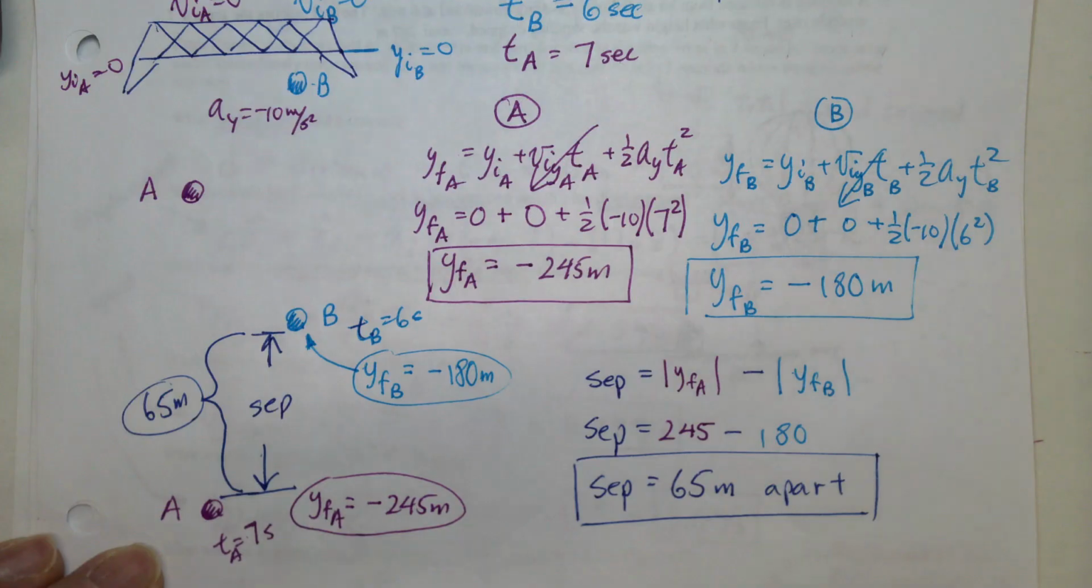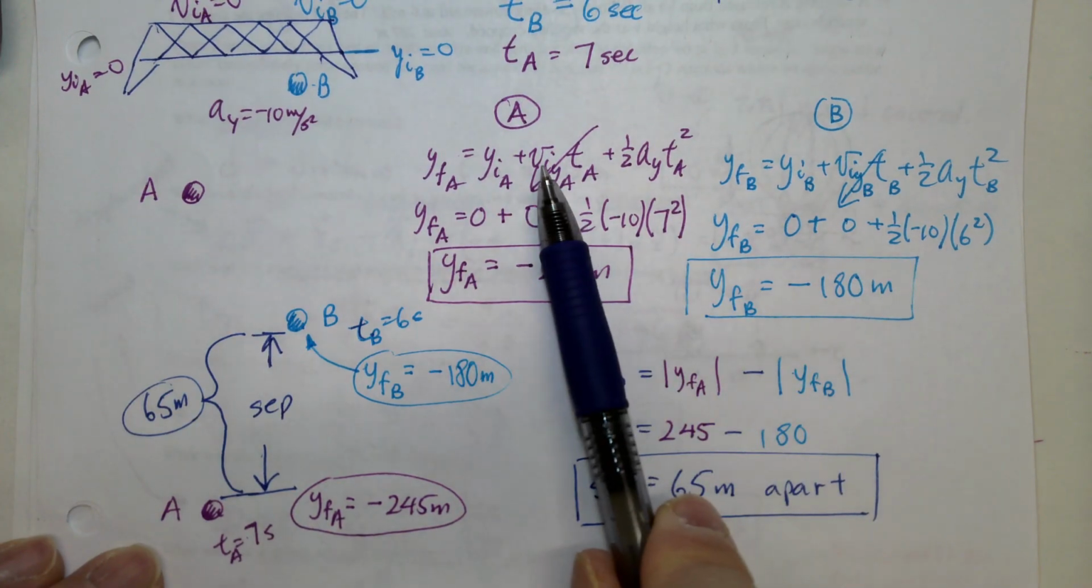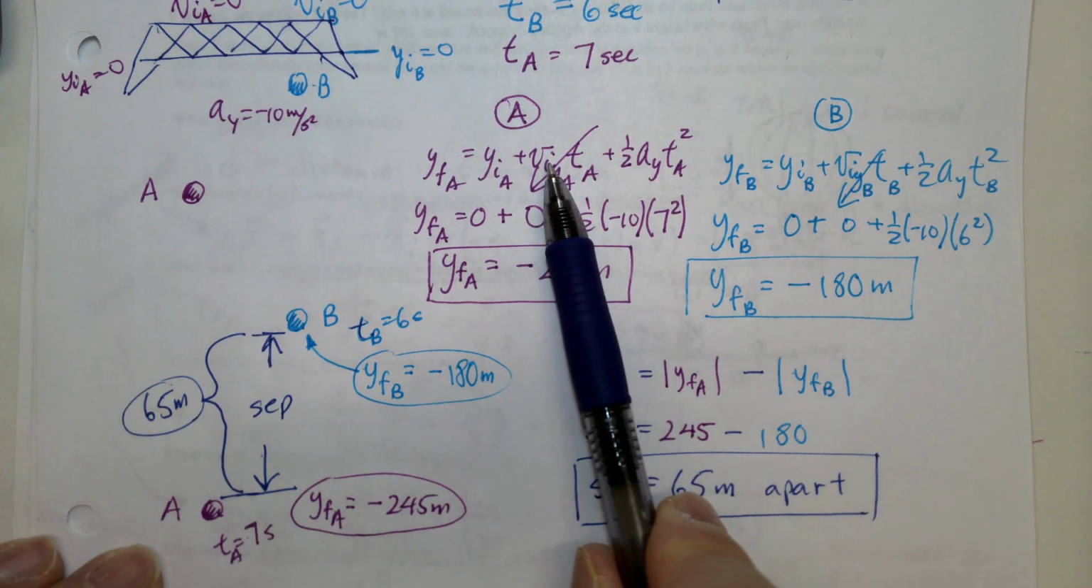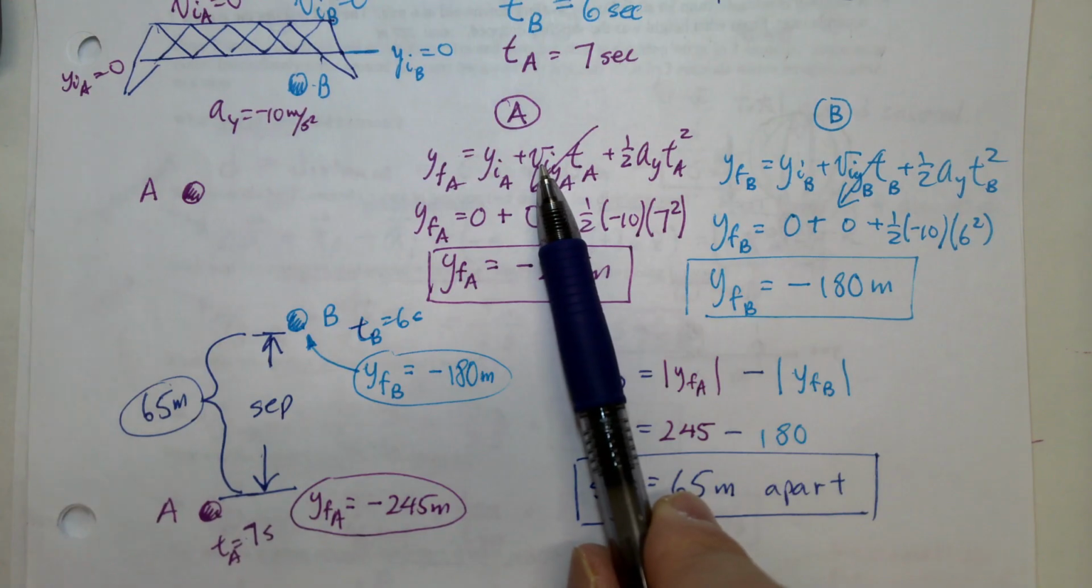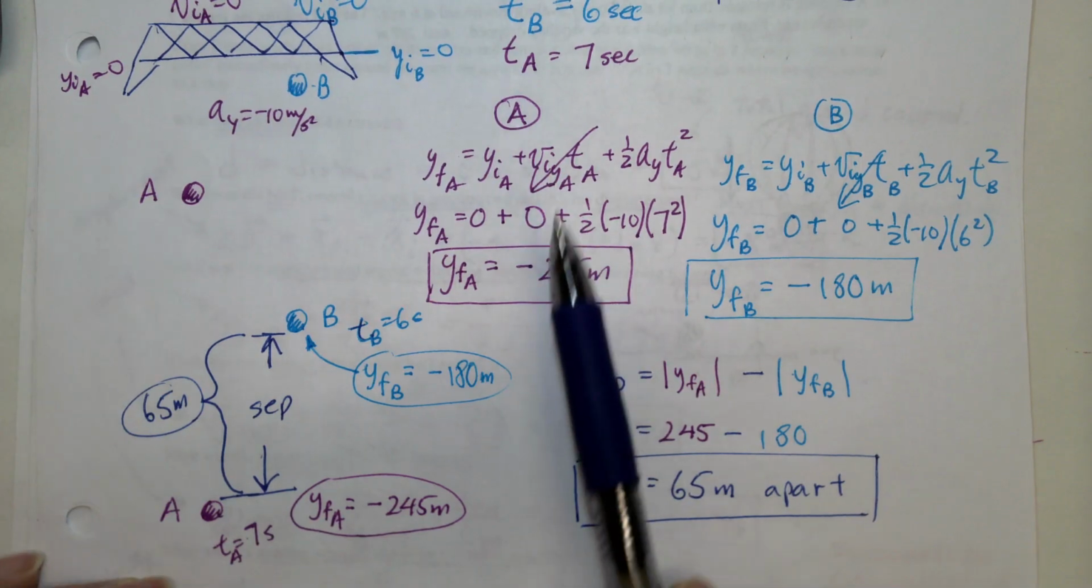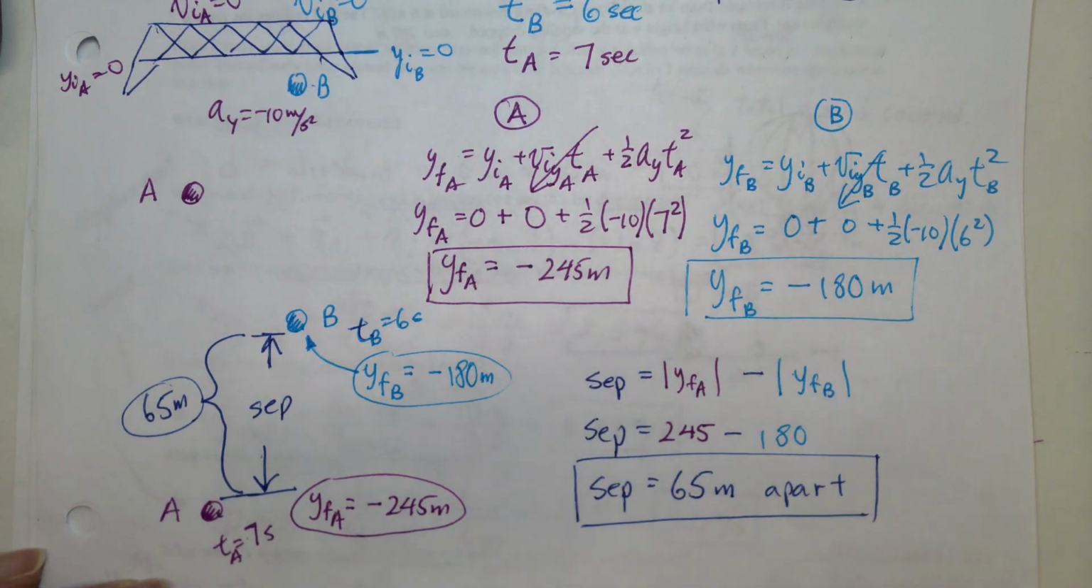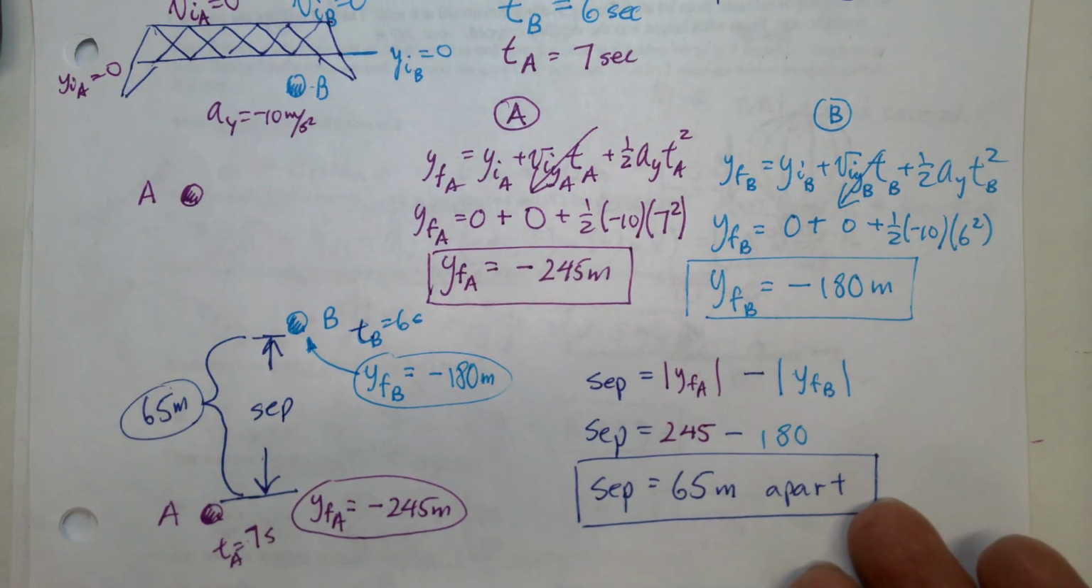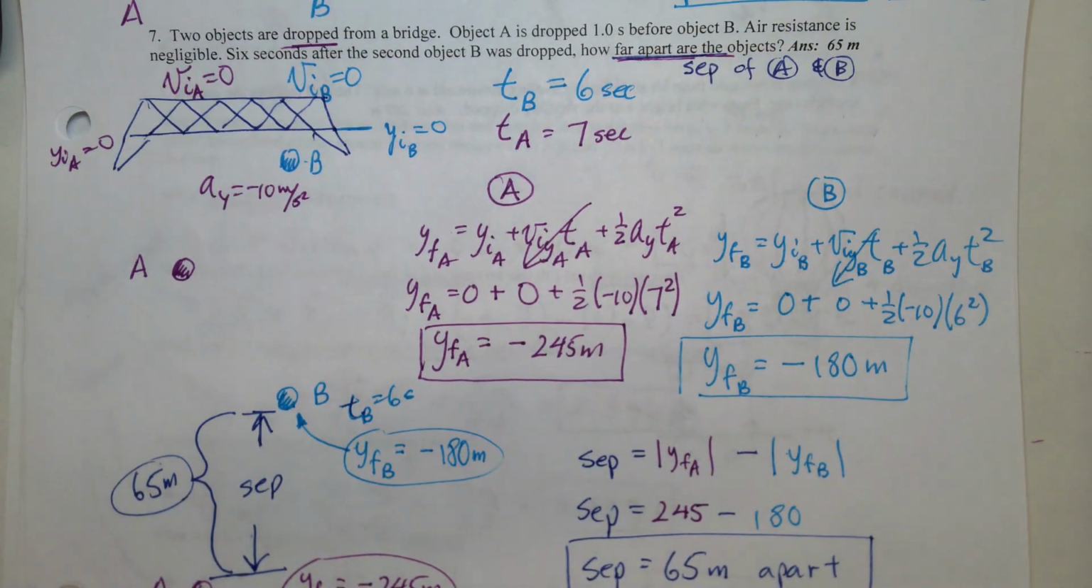If I throw it up, it'd be positive VI, right? If I throw it down, it would be negative VI. Does that make sense? Since we dropped it, it was 0. But if we were to throw it up or throw it down, then we would have either positive VIY or negative VIY, depending. Okay? Does that make sense? All right.